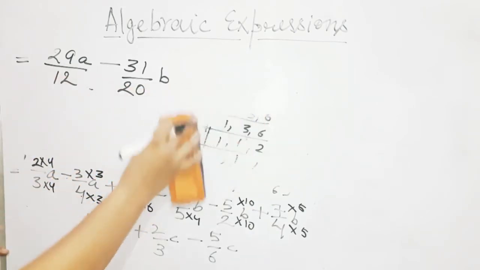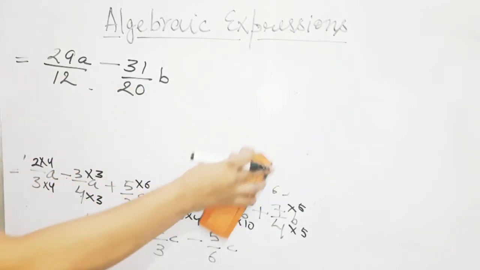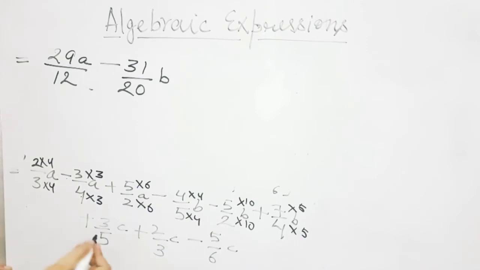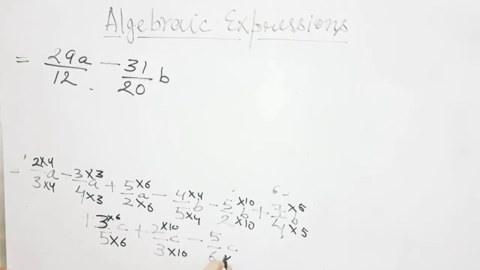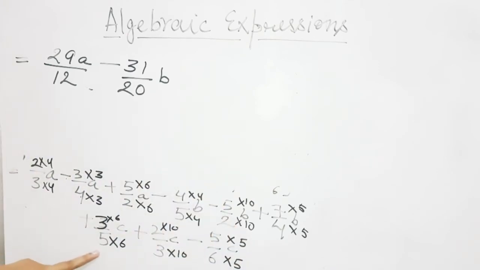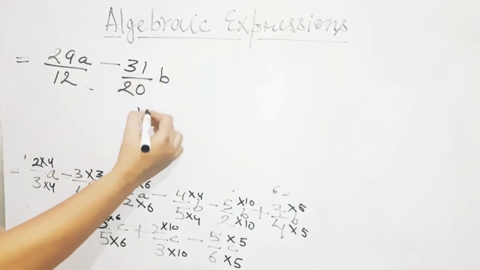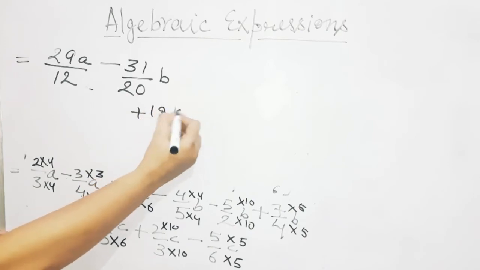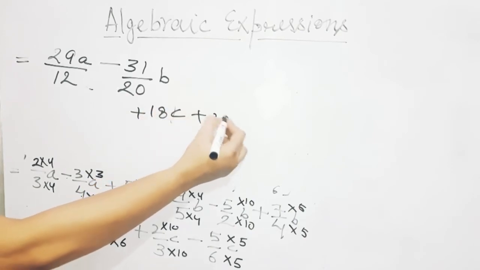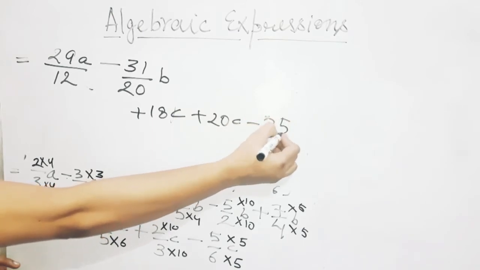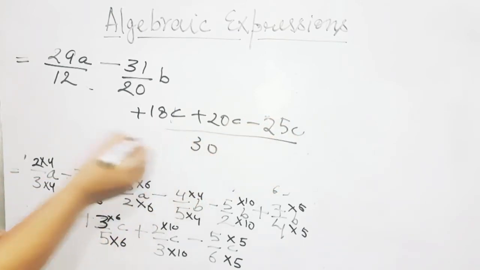Now let me solve the C part for you. To make it 30, 5 has to be multiplied by 6, and 3 has to be multiplied by 10, and 6 has to be multiplied by 5. By the number by which I am multiplying the denominator, by the same number I have to multiply the numerator. So now the C portion will be like this. I am writing it over here. 3 6s are 18, so 18c, plus 2 10s are 20c, minus 5 5s are 25c, and upon 30, because we have retained the common denominator.